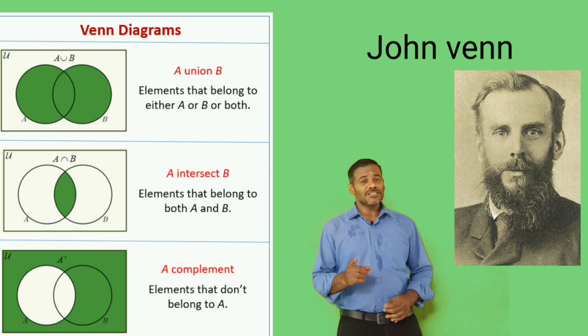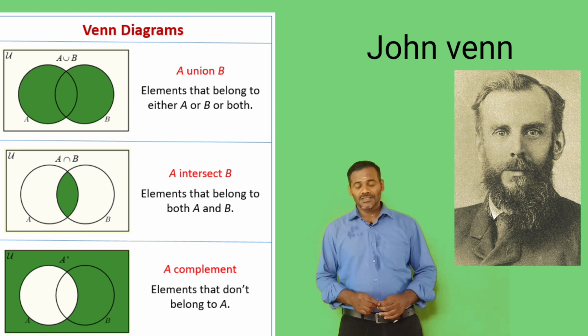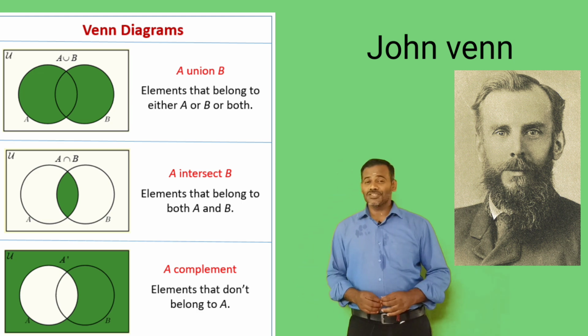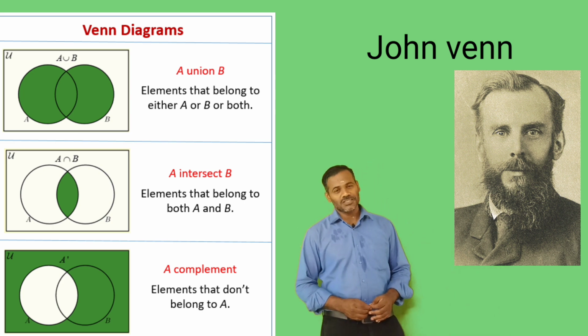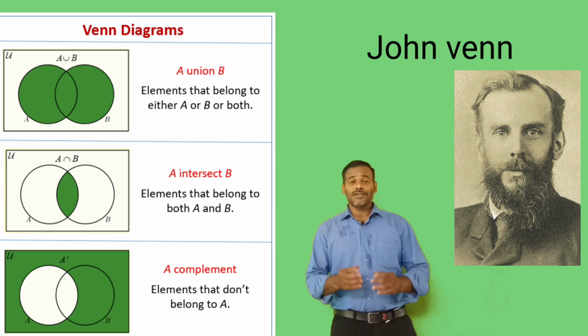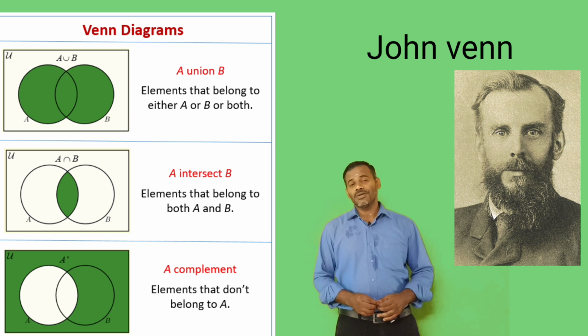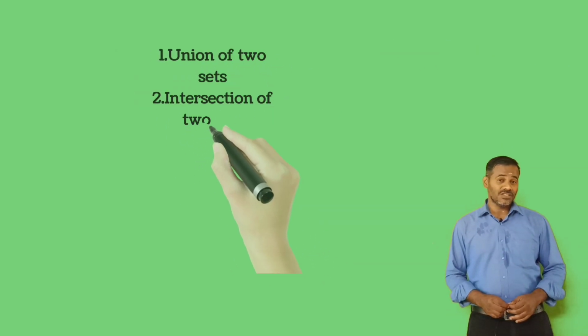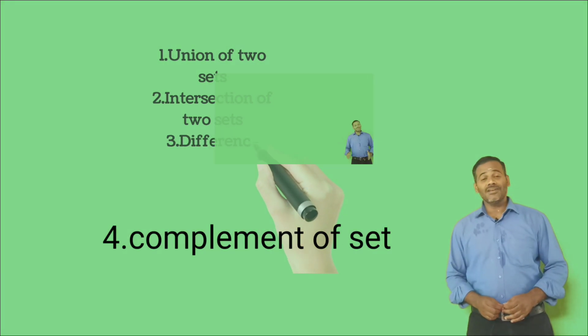John Venn was an Englishman who invented the Venn diagram. Now, what is the use of this Venn diagram? It helps us to visualize the relationship between the sets and set operations. It pictorially represents the relationship between the sets and set operations. Now we are going to see four operations, that is union of set, intersection of set, difference of set and complement of set.